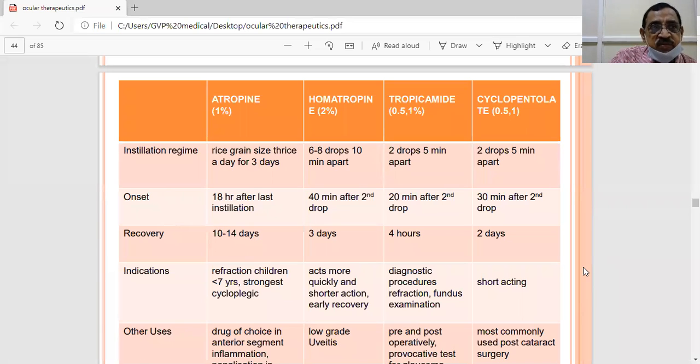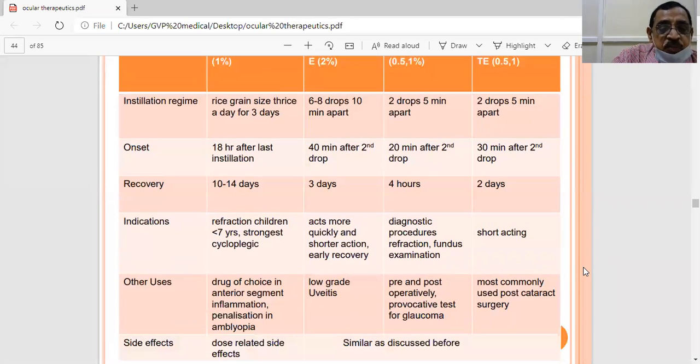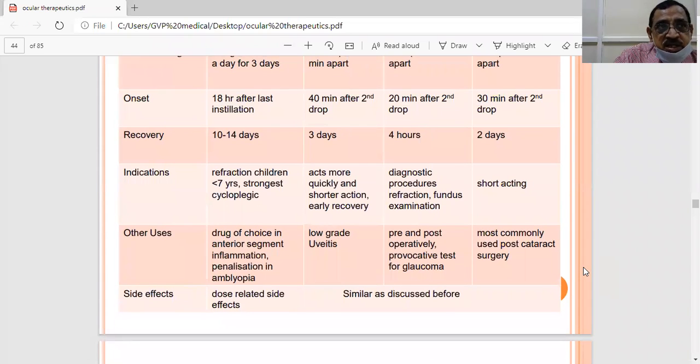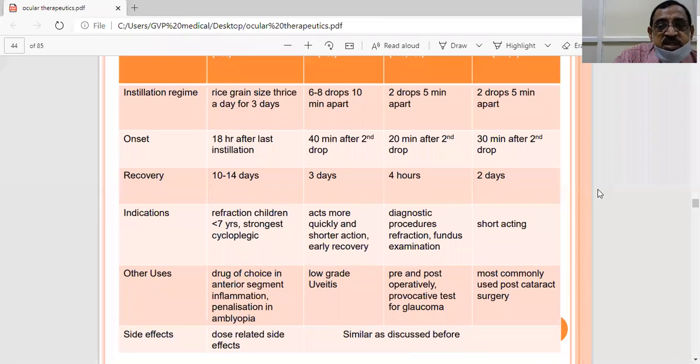Indications are refraction and retinoscopy in children less than 7 years. It is the strongest cycloplegic we have in the ophthalmic armamentarium. Other uses are: drug of choice in anterior segment inflammation, penalization in amblyopia, and also in malignant glaucoma. Dose-related side effects are there. And in children, atropine can cause pyrexia, especially in the summer. In the summer, hyperpyrexia can occur.